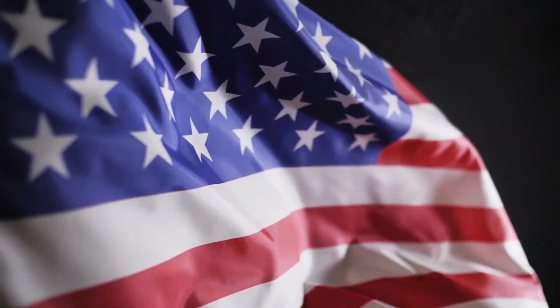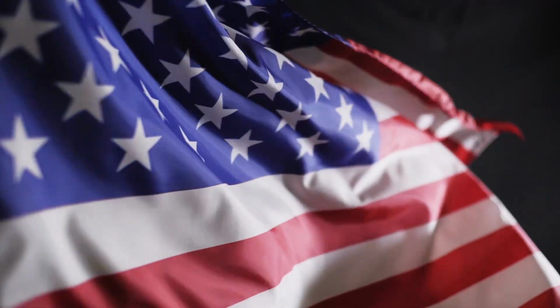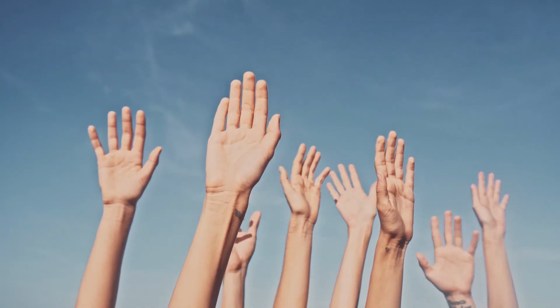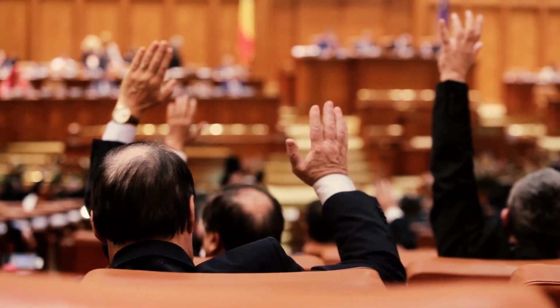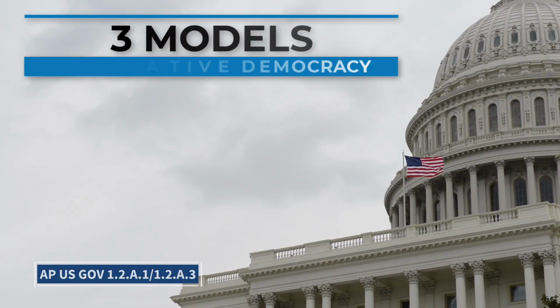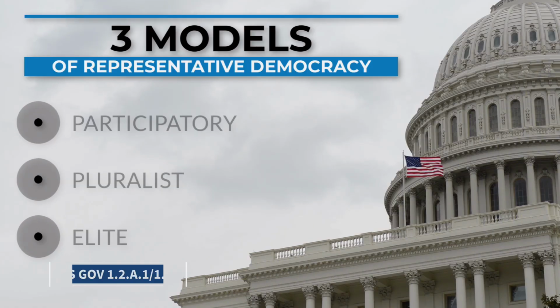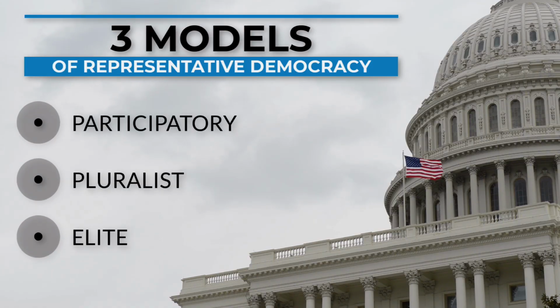However, there has always been debate over how democratic that representation should be. Should everyone participate directly and equally, or should governance be left in the hands of a select, educated few? These questions gave rise to the three models of representative democracy: participatory, pluralist, and elite democracy.